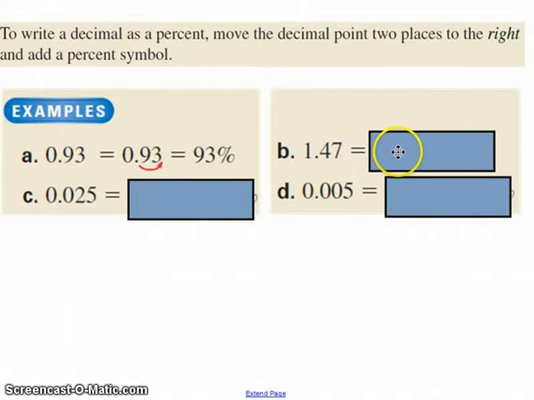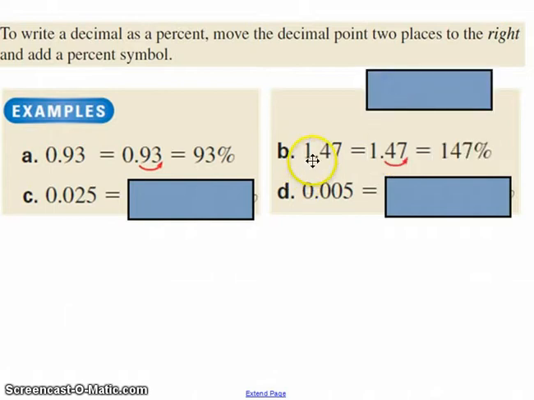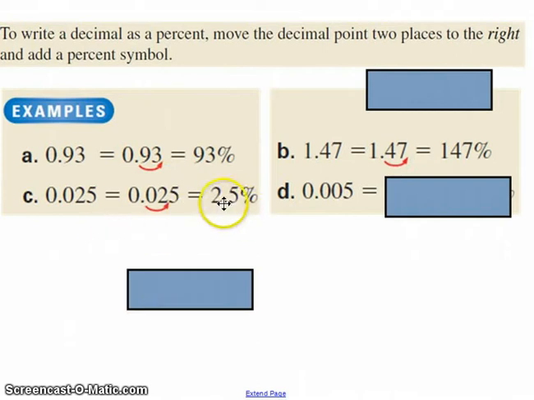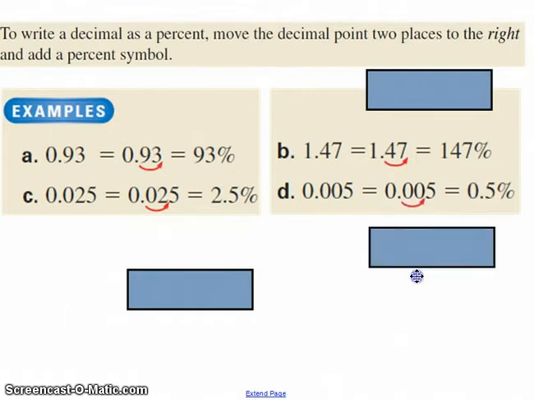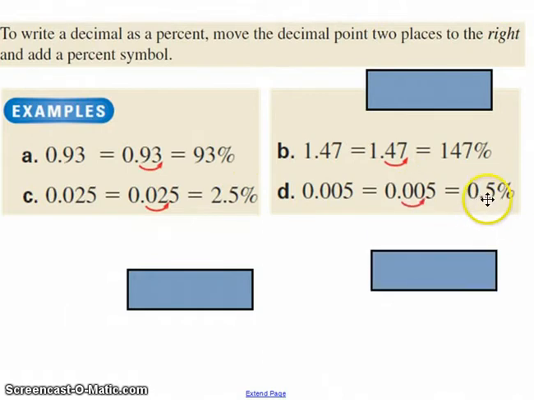Okay, I'm going to assume that you did that. I move that decimal 2 places to the right. Now I've got 147. I add the percent sign and it's 147%. 147% is the same as 1.47. For C, move 2 to the right, and now I've got 2.5, and I add the percent sign. For this last one, I move it 2 to the right, and I've got 0.5%, which is the same as 0.005.